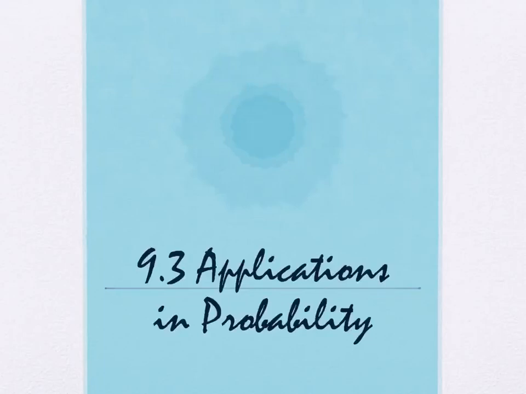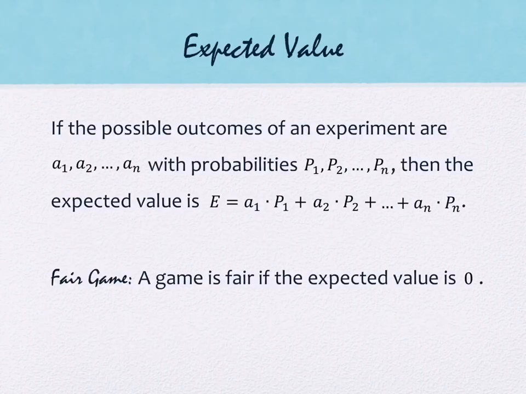All right, second half of section 9.3. One of the things that you looked at on the video that was posted was expected value. Expected value is sort of the average outcome that you would expect over a large number of trials of an experiment. So what you do is you take the probability of each outcome and you multiply it by the value of each outcome. So all of these A sub 1, A sub 2, those are values.